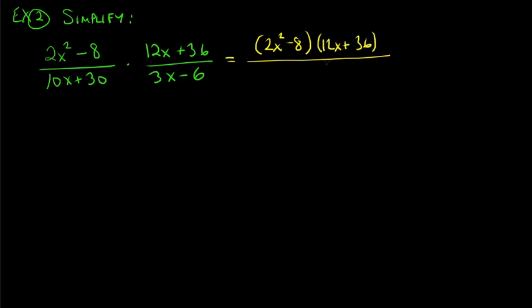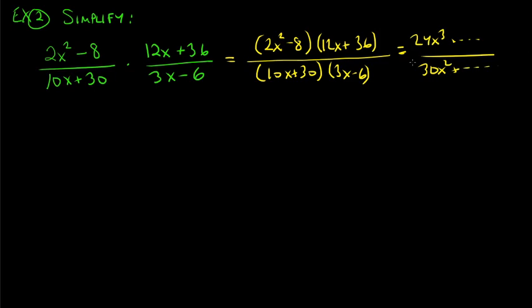You're getting bigger numbers, or in this case, just a massive mess here. You could FOIL this, of course. 2x squared times 12x is 24x cubed, and so on. This is going to be 30x squared plus a bunch of other stuff. But that's the whole idea here, that you're turning these into terms, not factors. Remember, you want to factor and cancel.